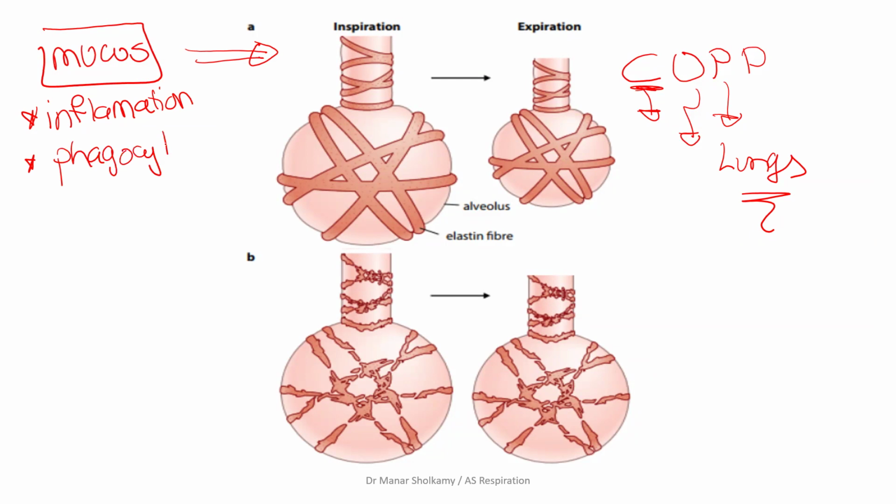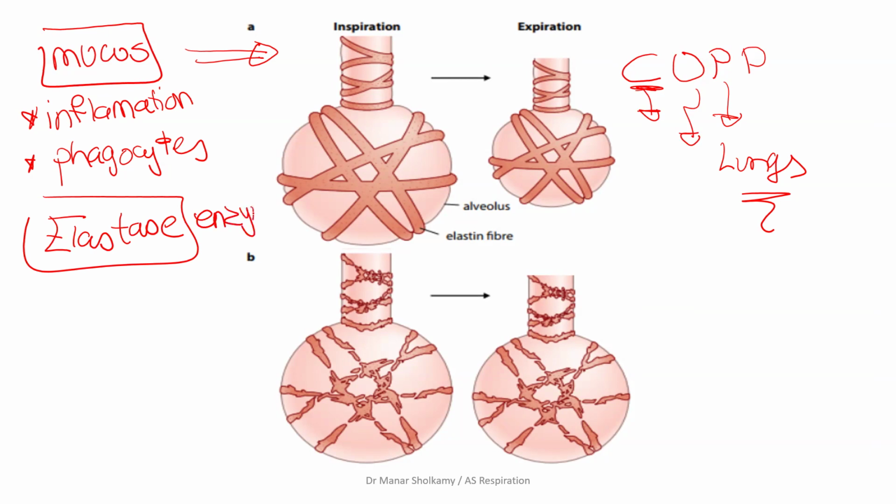The phagocytes, the neutrophils and the macrophages that patrol the tissues, that walk around looking for trouble. Now these phagocytes want to reach the site of infection. They cannot reach the site of infection, so they produce enzymes called elastase enzymes. Now from the name, those elastase enzymes, what do they digest? Elastic fibers. Excellent.